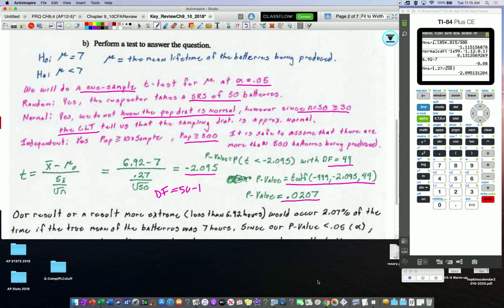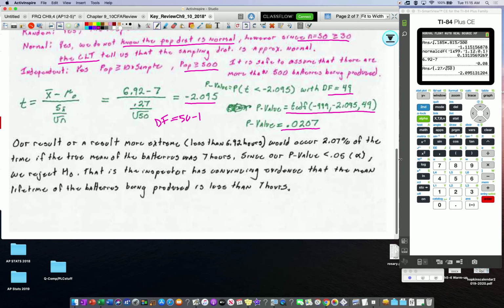So, again, we interpret what that means in the context of the problem. So our result, or one more extreme, meaning less than 6.92 hours, would only occur 2.07% of the time if the true mean of the batteries was 7 hours. So again, since our p-value is less than 5%, we reject the null hypothesis, meaning we have statistical evidence that the mean lifetime of the batteries being produced at this particular time was less than 7 hours. So the inspector should reject this batch of batteries.